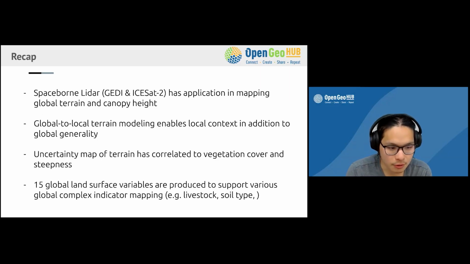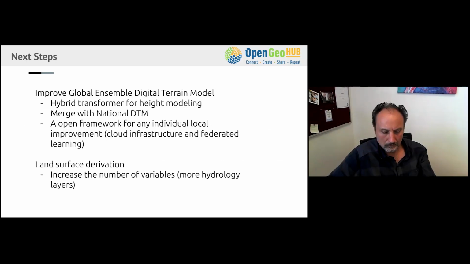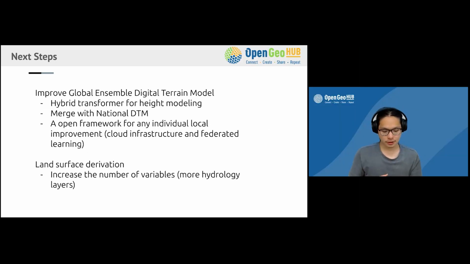And for the land surface derivative, oh, I haven't finished. Sorry. For the land surface derivative, we have received some comments and will try to increase the number of variables. For example, some organizations are interested in more hydrologic layers, and we are planning to have the next version create more layers to serve a wider community. Next.